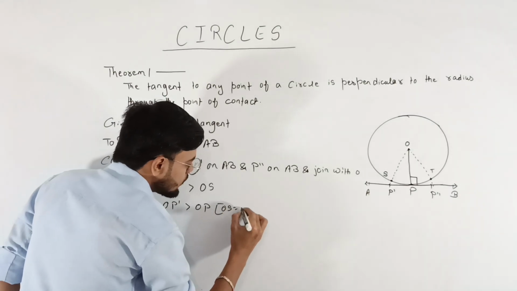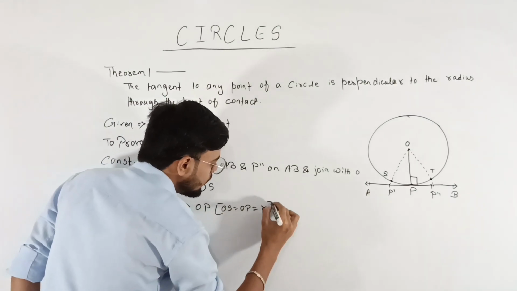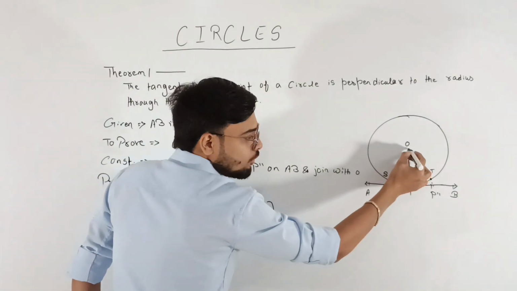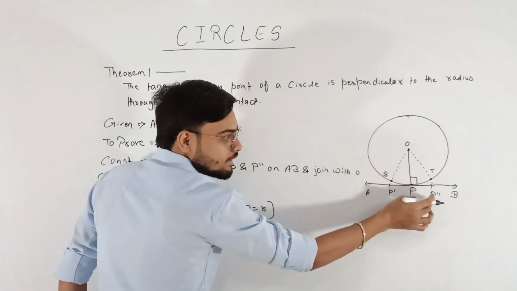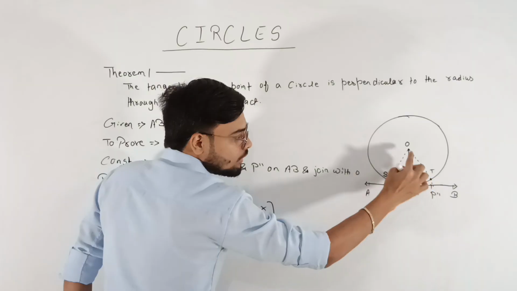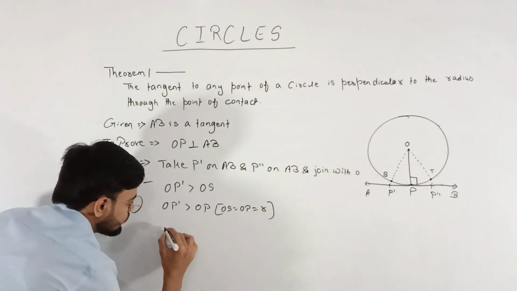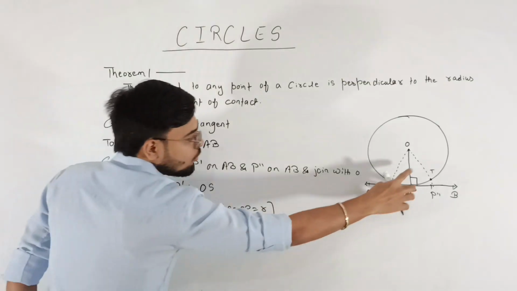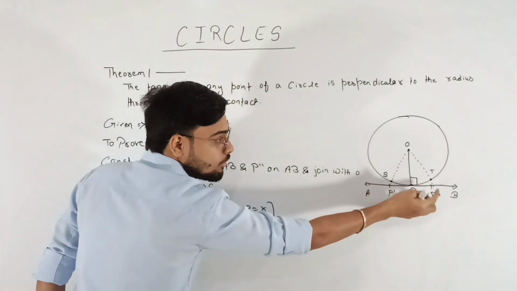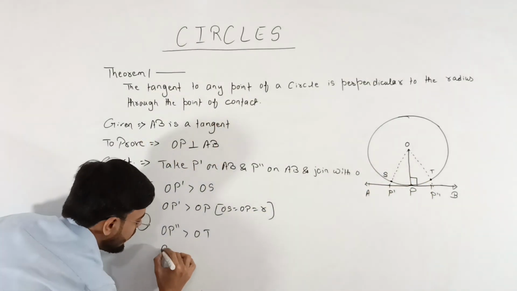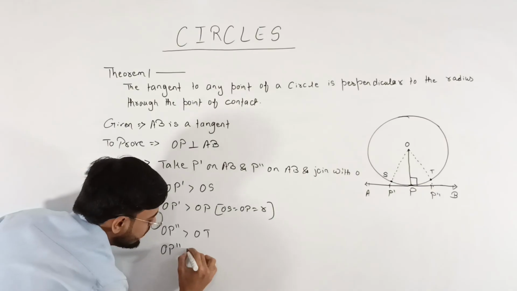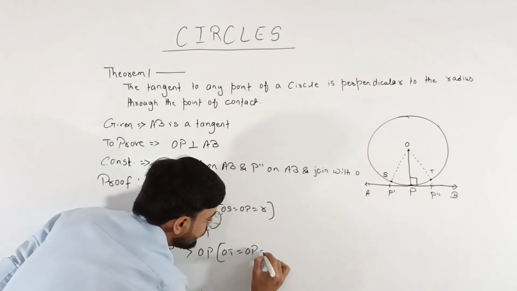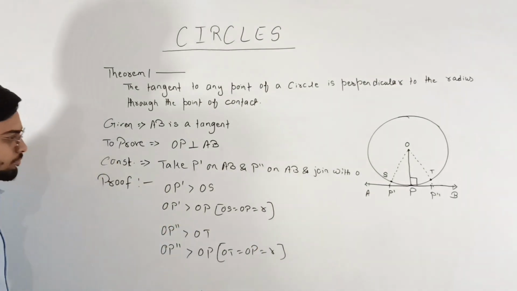And OS is equal to OP. Why? Because they both are radius. Okay, now look. Similarly, line OP double dash is greater than line OT. So again, I write here OP double dash is greater than OT. Now, OT is what? Radius. So in place of OT, I write OP. So again, I will write it here: OP double dash is greater than OP. Why? Because OT and OP both are radius.